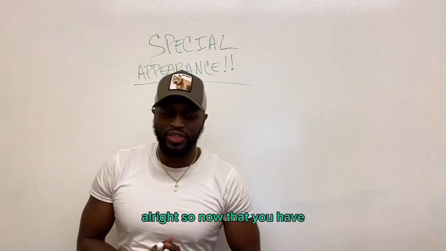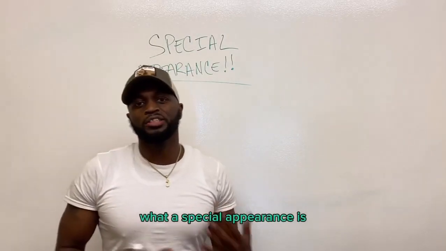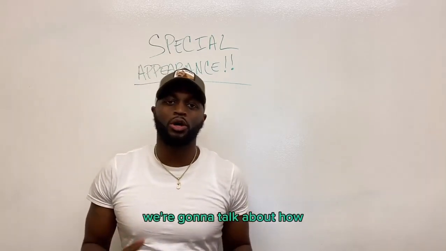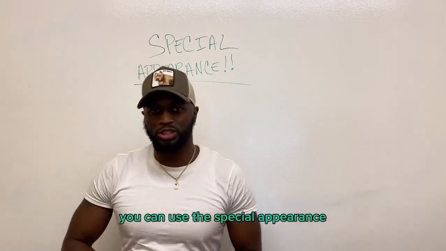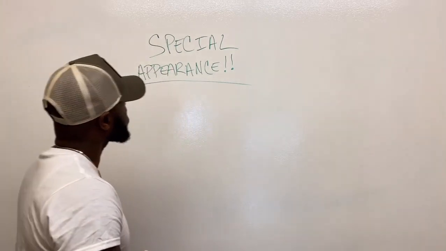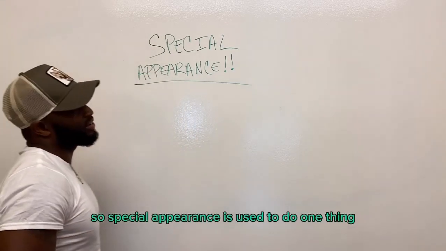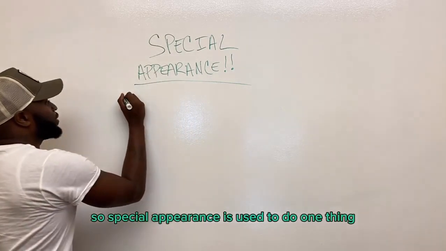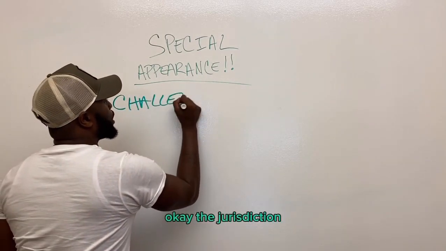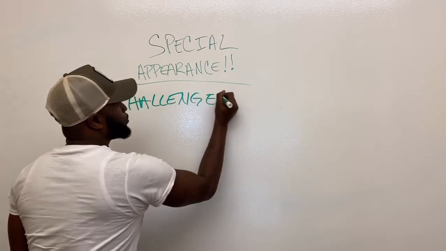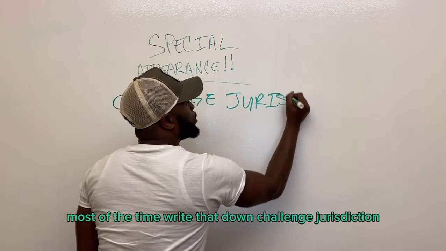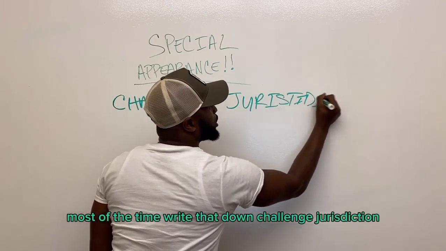All right, so now that you know what a special appearance is and the purpose for it, we're going to talk about how you can use the special appearance so that you can get the remedy that you're looking for at the end of the day. So special appearance is used to do one thing, and that is to challenge the jurisdiction. Most of the time, write that down: challenge jurisdiction.